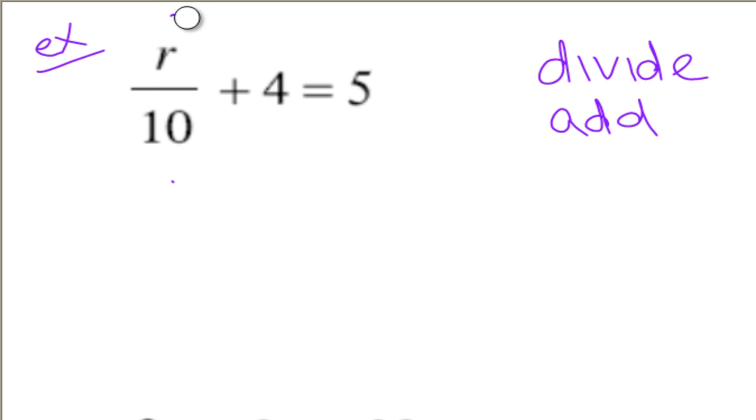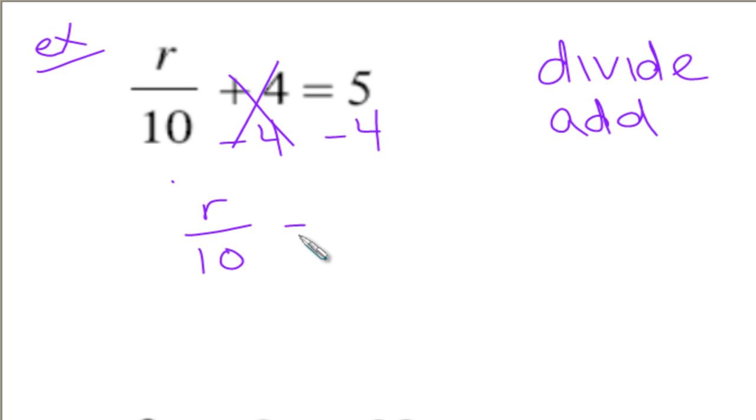So now to solve this, we have to do the opposite. We have to work backwards, but we have to do the inverse. So to get rid of the adding part, what am I going to do? I'm going to subtract it. So we're going to subtract 4. Whatever you do to one side, you have to do to the other. So we have a positive 4 and a negative 4. That's going to cancel out and become 0. So those are gone, and we're left with r over 10 equals 1.